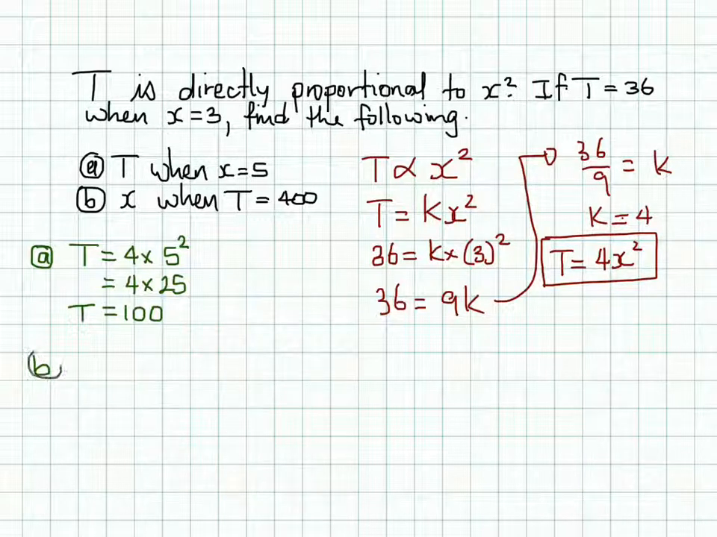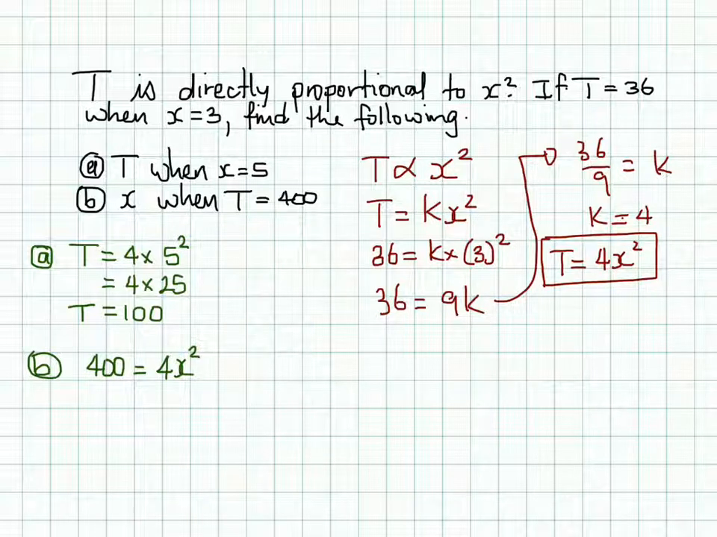Let's look at B now. B says find x this time when t is 400. Alright, nice. I can go back here, replace this t with 400, and I'm just going to hunt down and see what x is. So now we'll have 400 is equal to 4 times x squared, or 4x squared.